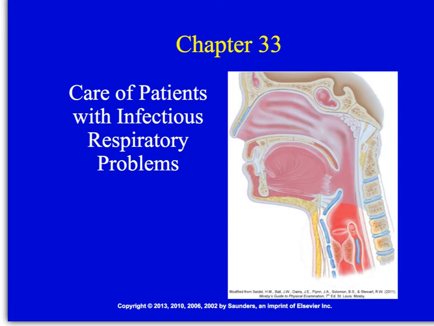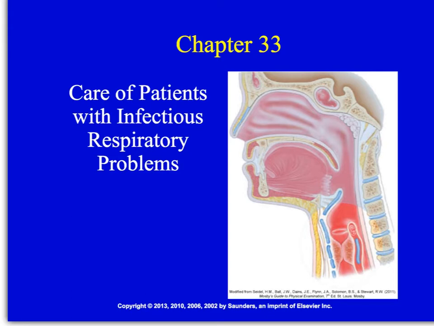This section is going to discuss Chapter 33 from your Med-Surg book regarding care of patients with infectious respiratory problems. Talking about the upper respiratory area first, if you think about it, the upper respiratory disorders are going to affect your nose, your sinuses, your tonsils, your adenoids, the larynx, and the pharynx, including the nasopharynx or the oropharynx. So these are all body parts that are associated with your upper respiratory system. And a patent upper airway is necessary for effective breathing.